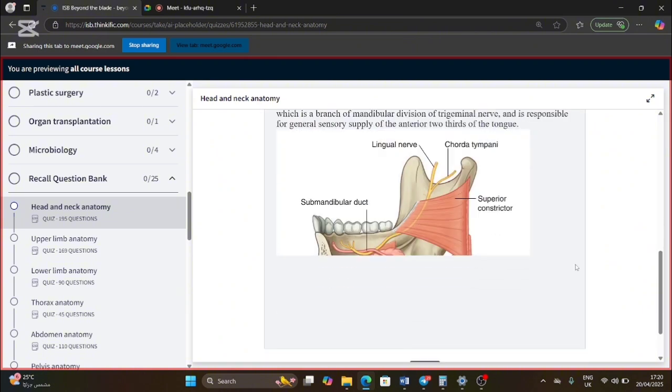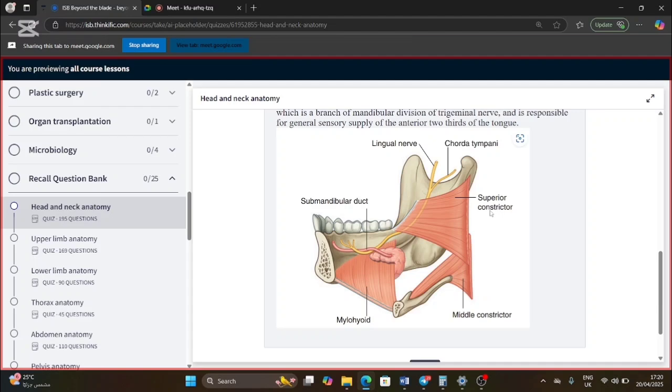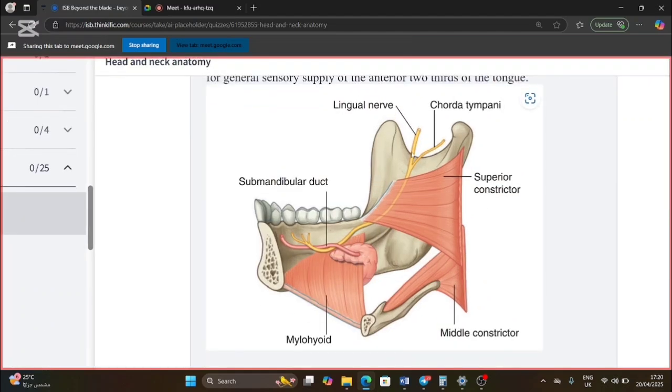As you can see in the diagram here, that's the lingual nerve. This is the chorda tympani. They are joining together here. The lingual nerve enters lateral to the superior constrictor and then through the triangle here: superior constrictor, middle constrictor, mylohyoid, this triangle. It will enter very near to the insertion of the superior constrictor, and here it is very superficial under the mucosa, so it can be damaged with problems near the third molar.